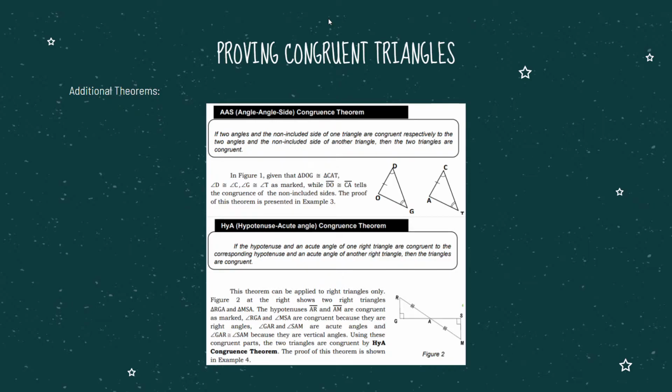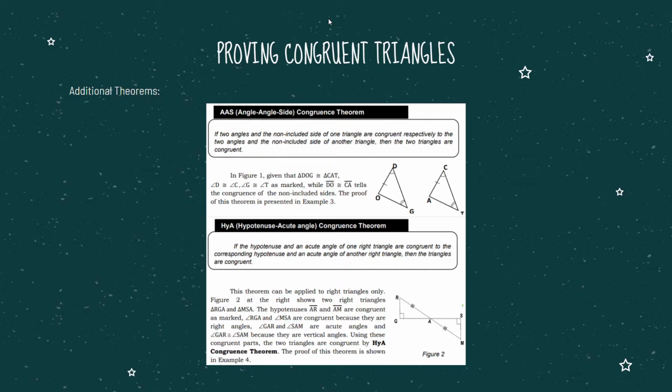Also, we have additional theorems. We have the AAS or angle angle side congruence theorem. If two angles and the non-included side of one triangle are congruent respectively to the two angles and the non-included side of another triangle, then the two triangles are congruent. Here we have the figure.